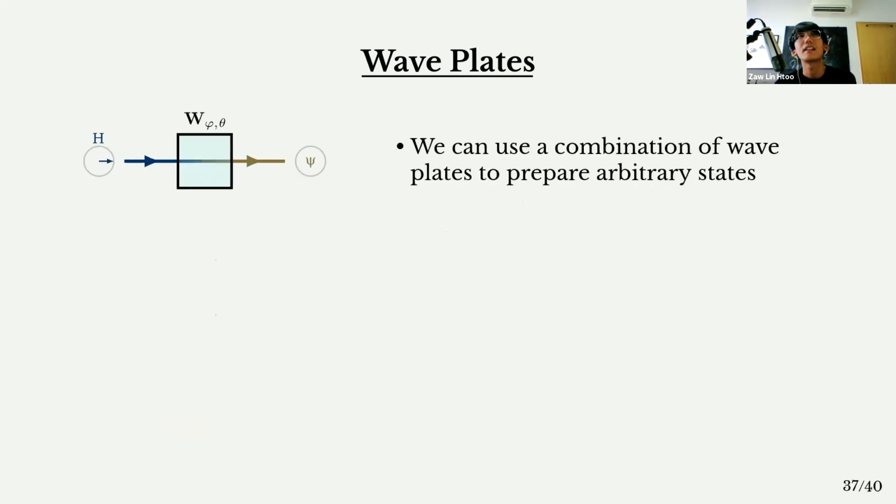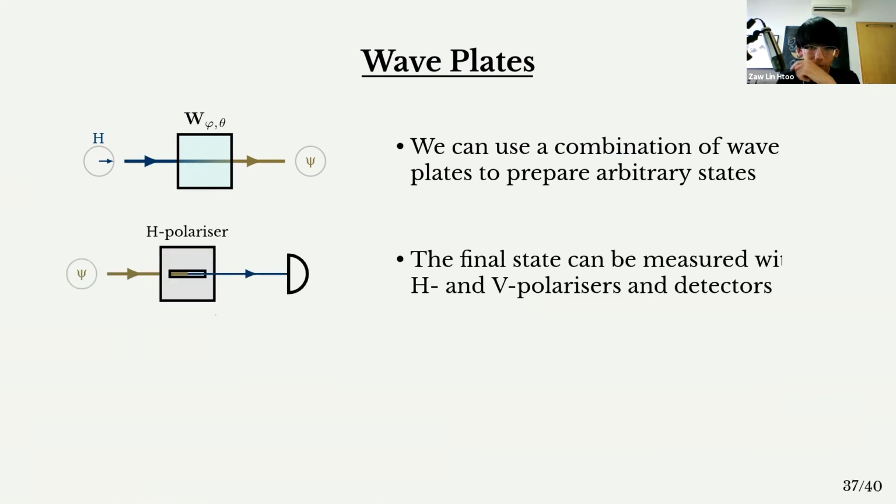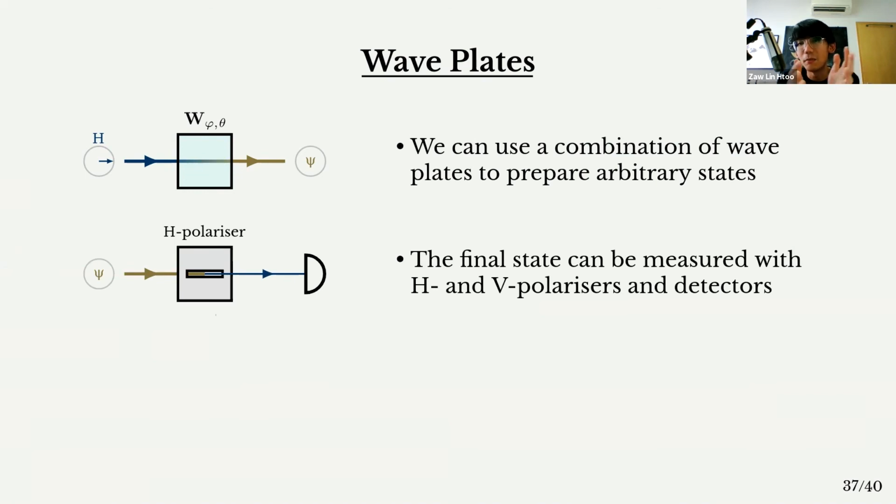And so here's the thing, we have half wave plates, which can do rotations. And if they're aligned, we can have some phase difference between them. We can use this combination of wave plates to prepare any state that we want, any polarization that we want. And the final state we can measure with H polarizers and V polarizers so that we get the alpha and beta component.